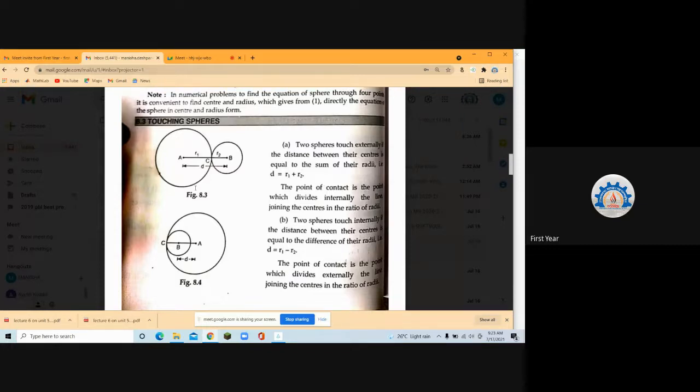Just go through the diagram so that you all will also be present mentally in the class. Go through these points which I have shared, and one of you explain why it is internally touching and why it is externally touching.